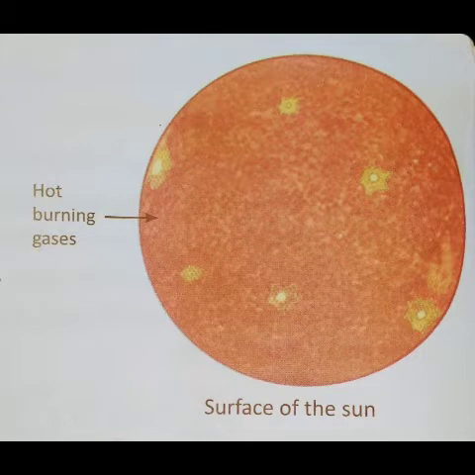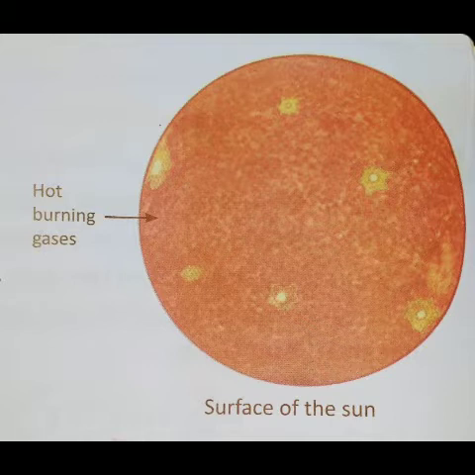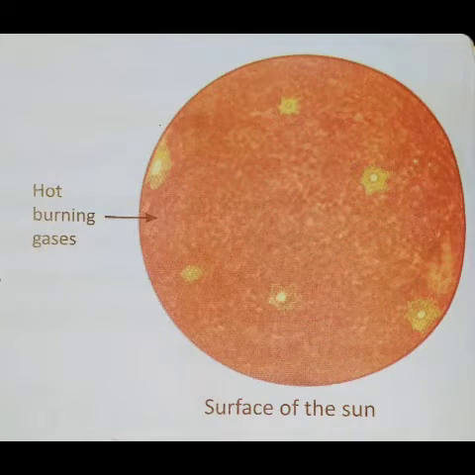Have you seen the sun? Yes. The sun is the star that is closest to the earth. Look at the picture. This is the surface of the sun. It is about 150 million kilometers away. It is a huge ball of hot burning gases.